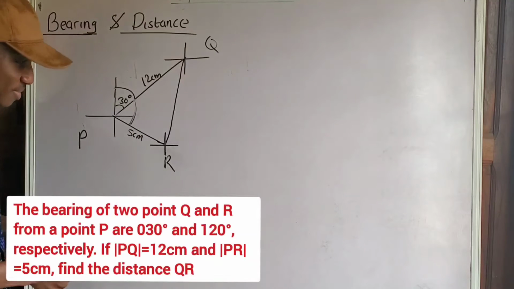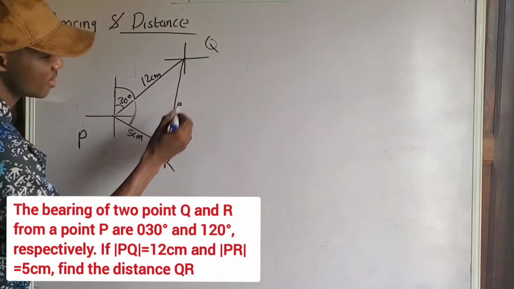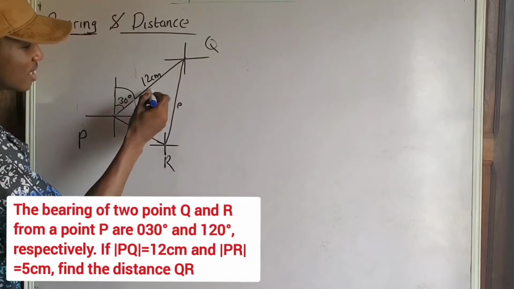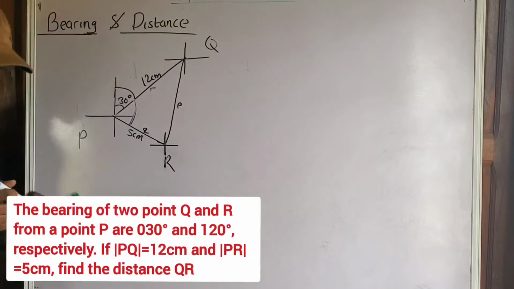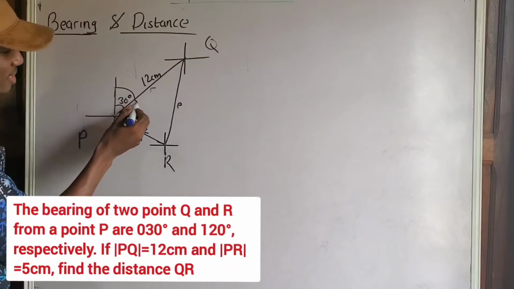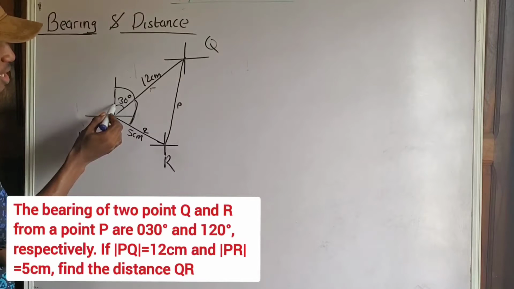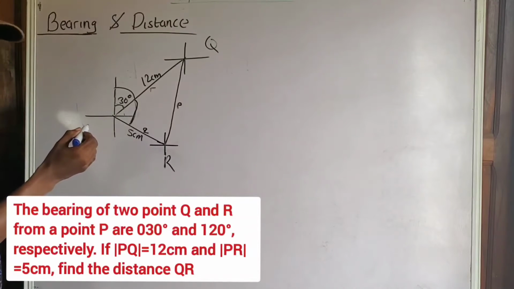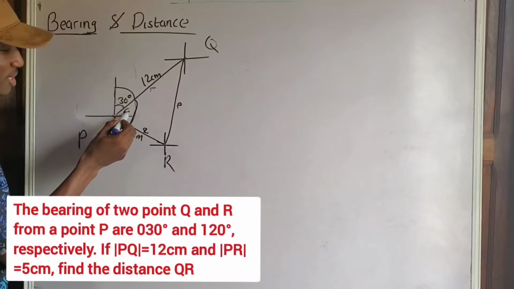Just pay attention. If this is P, let me represent it as small p. If this is R, I'm going to represent it as small r. And this is Q, I'm going to represent this as small q. Do you understand? Okay, to get this distance, this is 30 degrees, and we know that the sum of angles at this point is 90 degrees, you know. So 90 minus 30 degrees will give me 60. So I'm going to have 60 here.